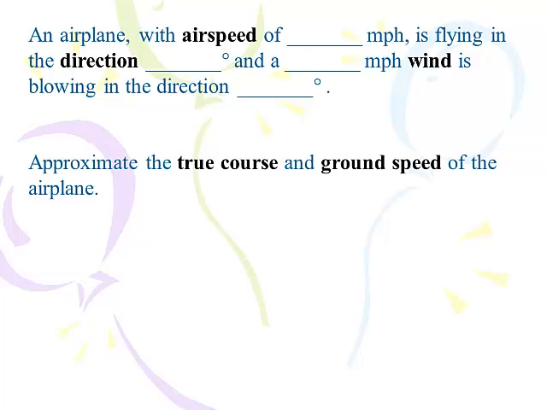Here's the basic setup of all these problems. An airplane with an airspeed of so many miles an hour is flying in a direction of so many degrees, and a certain mile-an-hour wind is blowing from a certain direction. And we're going to approximate the true course and ground speed. That's the basic setup. Now we can give you any two of those three and have you either work forwards for the resultant, that's the true course and ground speed, or we can give you the true course and ground speed and the speed of the wind and have you work backwards to find the airspeed and direction of the plane, or we can have you work backwards and find the speed and direction of the wind. So we'll show you all about that.